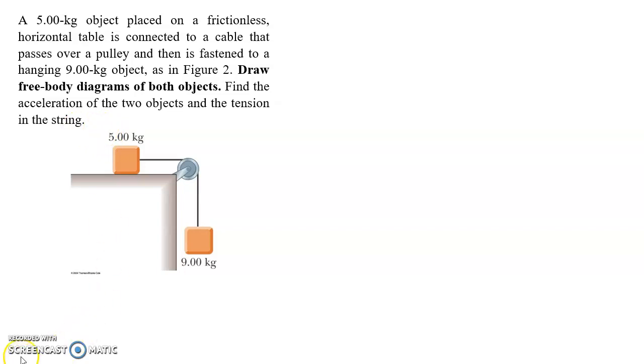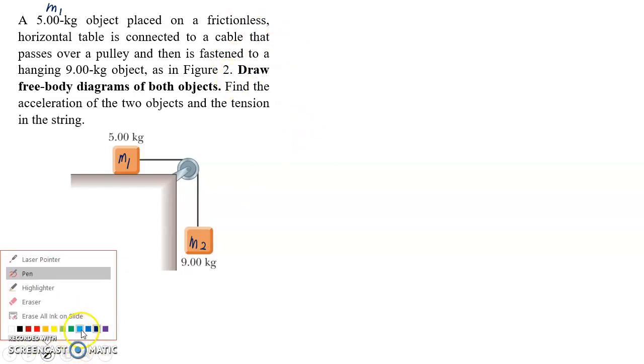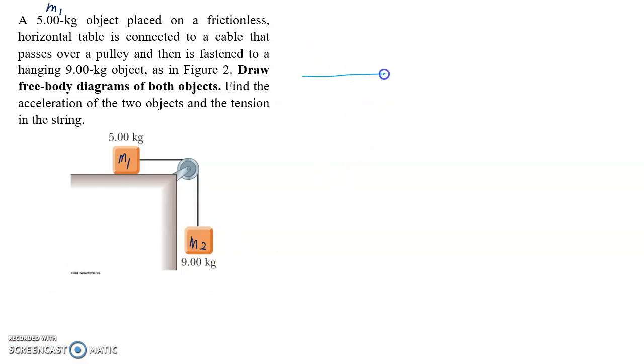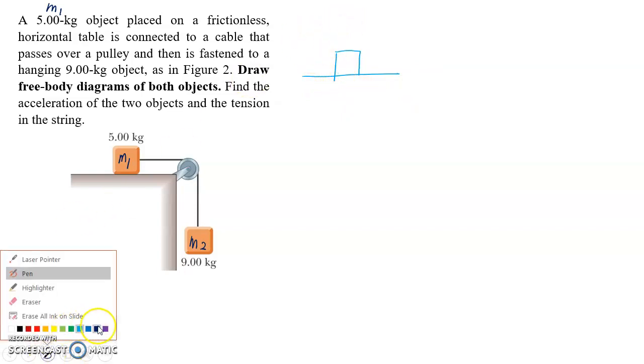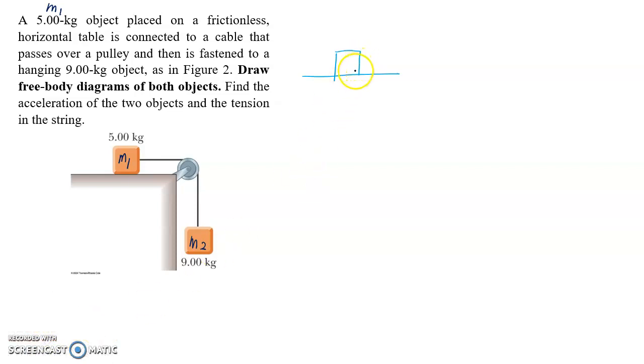To solve the question, I will be labeling the 5 kilogram as mass 1 or M1, and then the 9 kilogram object as mass 2 or M2. To draw the free body diagram, firstly I'm going to draw the outline of mass 1, which is rested on top of this horizontal table. So now we will be drawing the forces acting on the object.